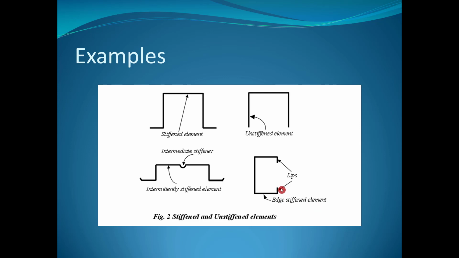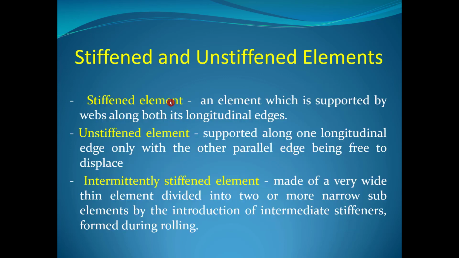And one more input is that there should be a minimal length on the lips to make sure that the flange is properly stiffened. So coming to the definitions, a stiffened element is an element which is supported by webs along both its longitudinal edges. We have seen that. An unstiffened element is supported along one longitudinal edge only, with the other parallel edge being free to displace. So only one side is supported for unstiffened.